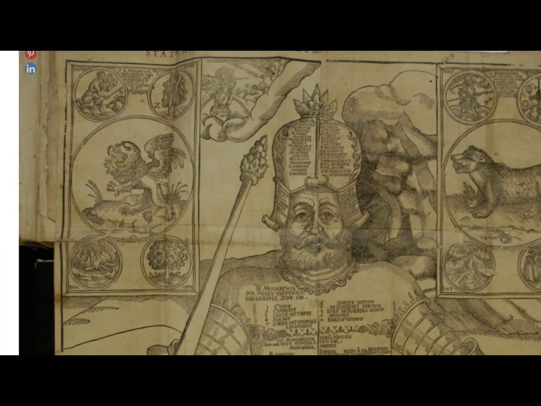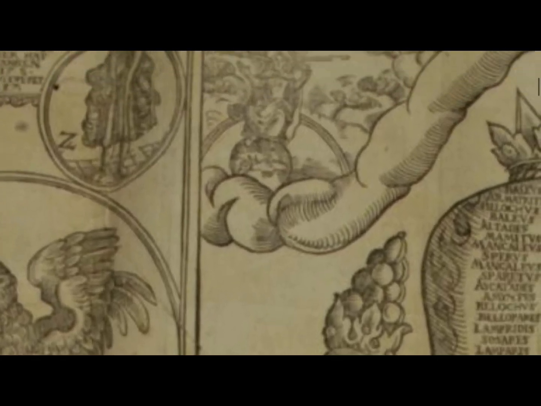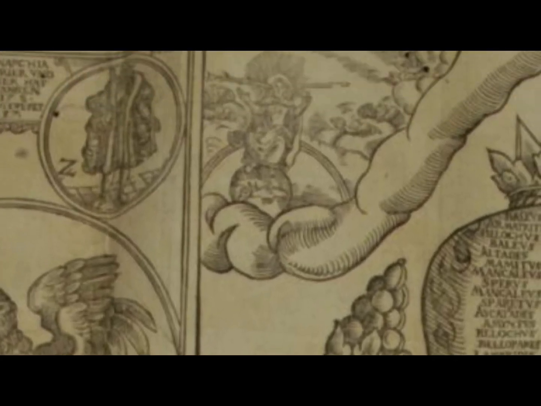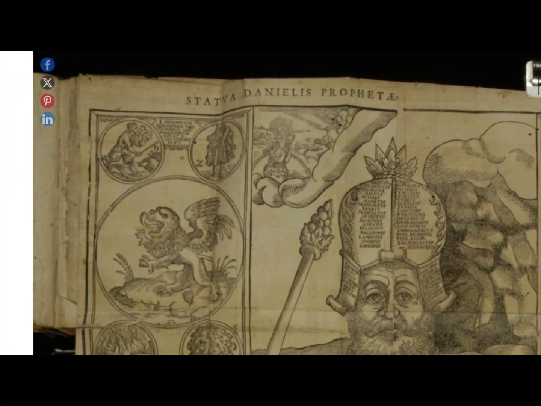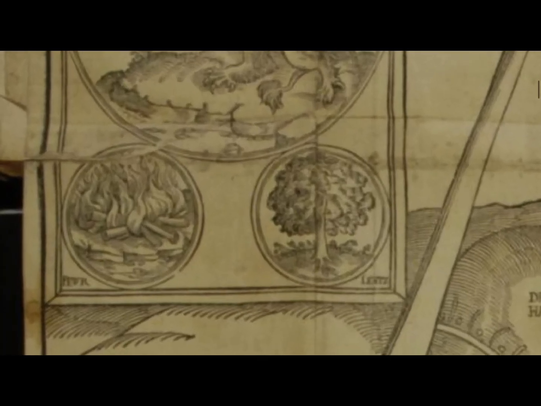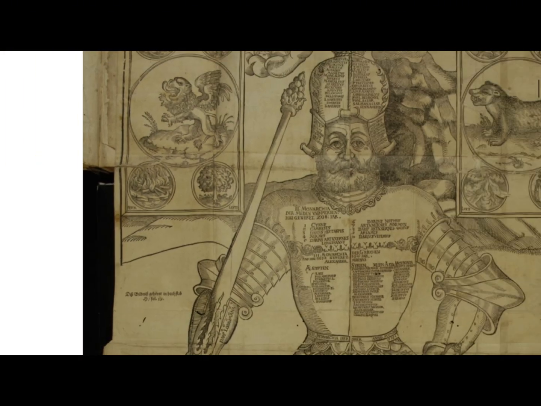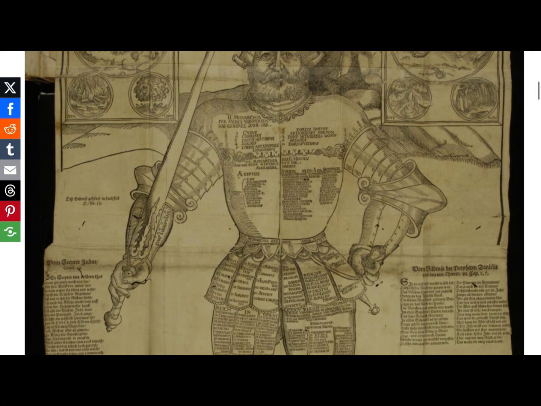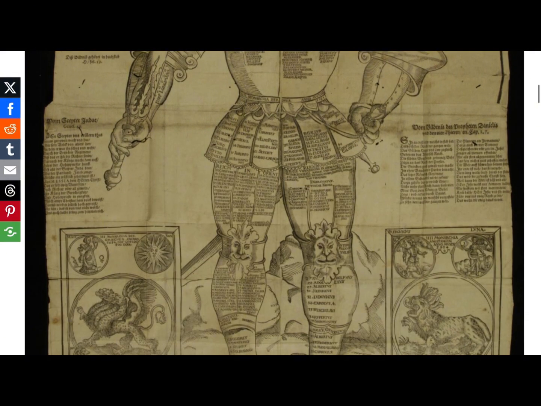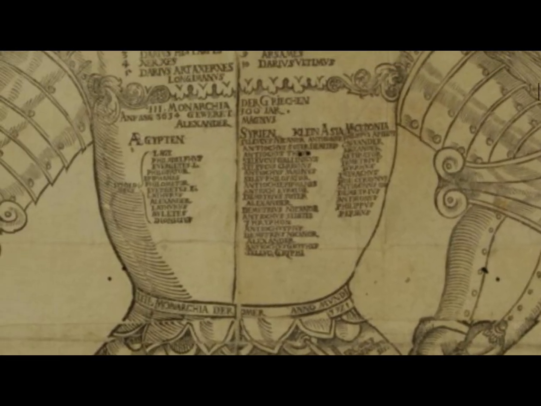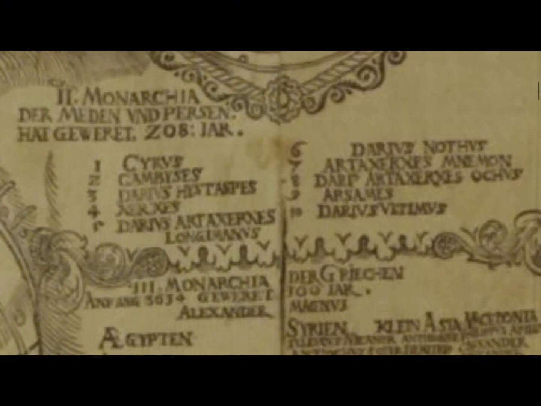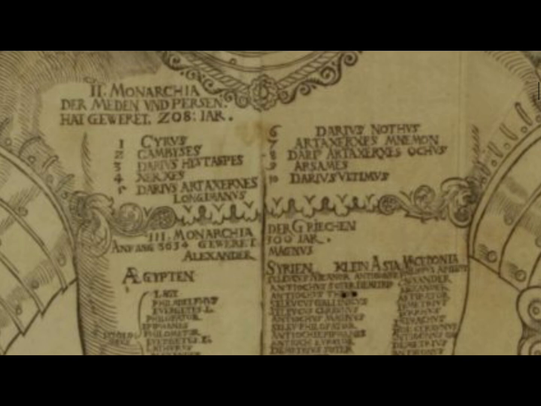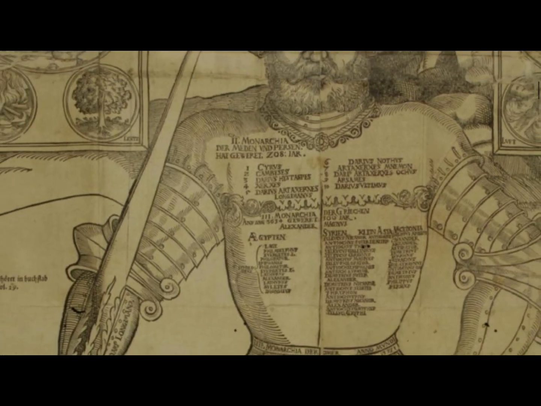Let's see here. Also here, what is that? It's supposed to be depicting the world here. And then, very, very interesting. This is something being burnt there. And there is a tree, which is significant. Okay, and then if you look down here, there are names written on the chest area. What does that say at the top here? Monarchia der Midden. Not sure what that is about.